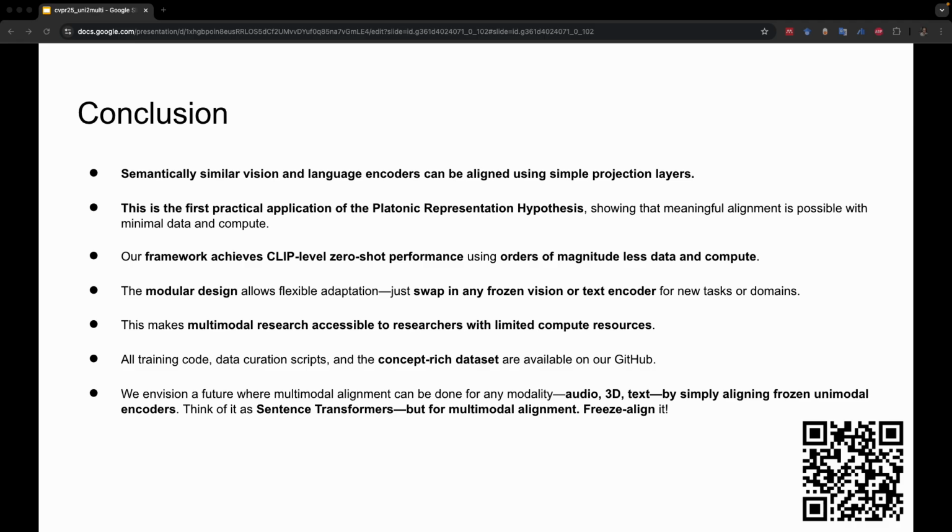We imagine a future where aligning any modality, audio, 3D, or text, is as simple as training a projector. Think of this as sentence transformers, but for multimodal alignment. Just freeze the encoders and align.